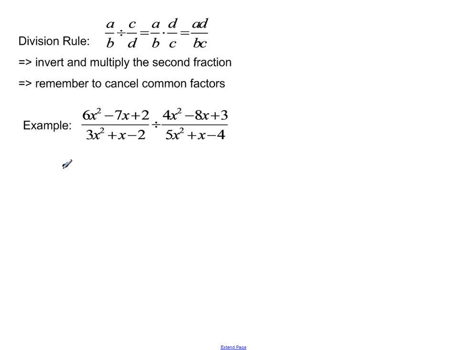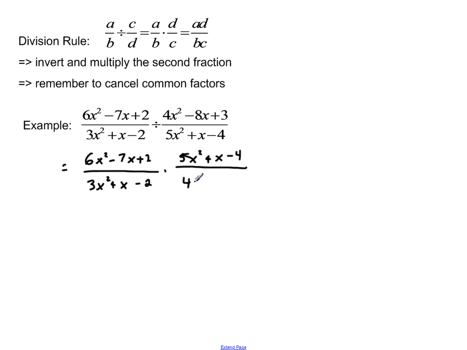Okay, so when I did it, what did I do? I took 6x squared minus 7x plus 2 divided by 3x squared plus x minus 2, times 5x squared plus x minus 4 divided by 4x squared minus 8x plus 3.